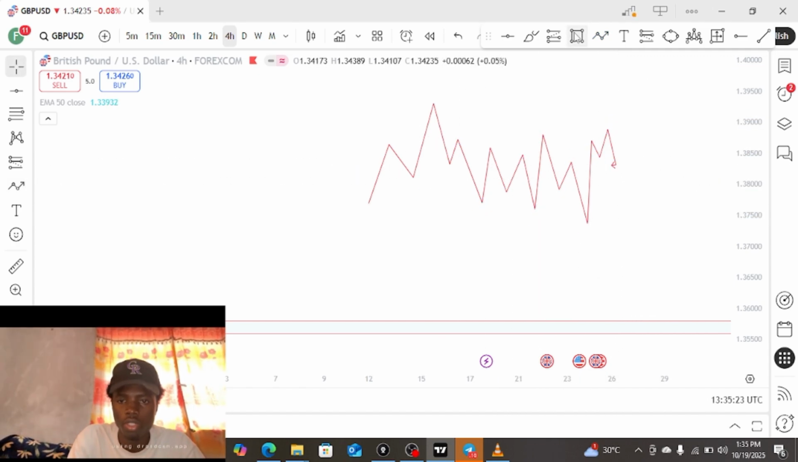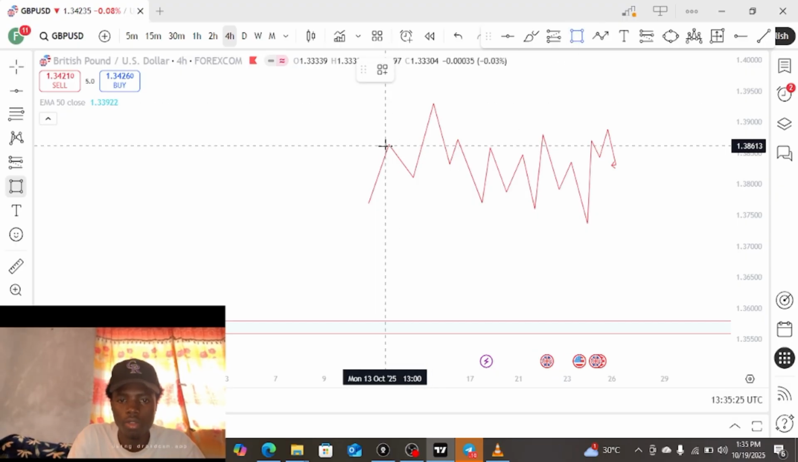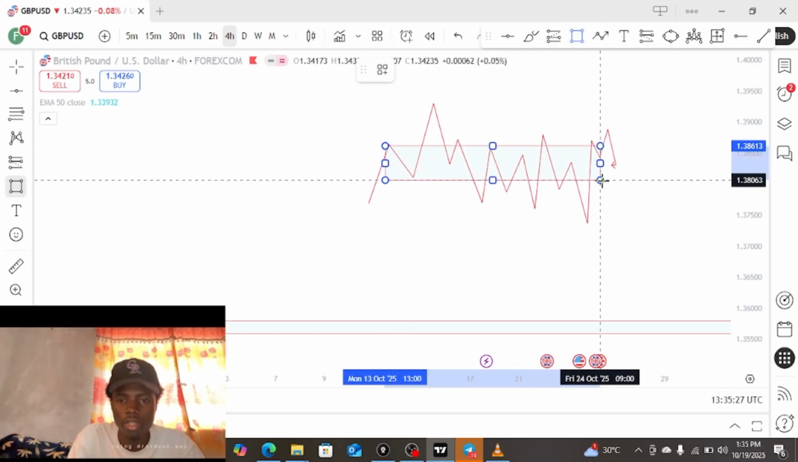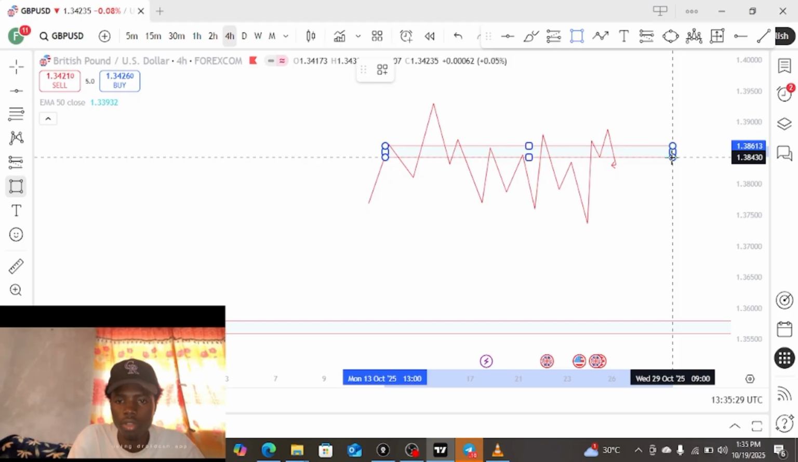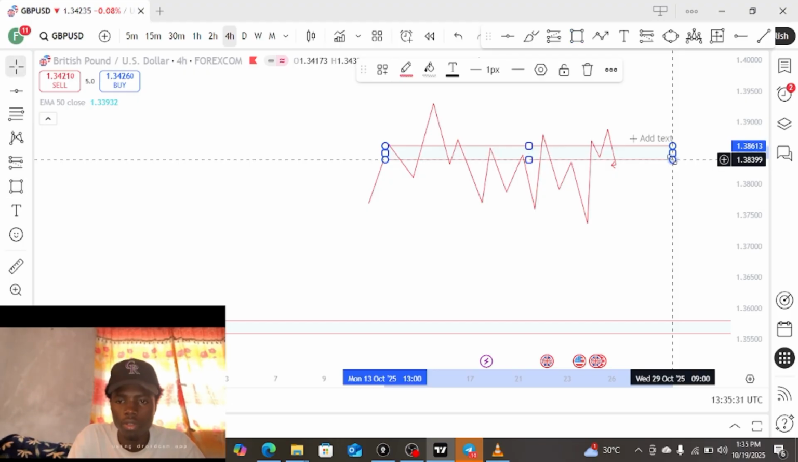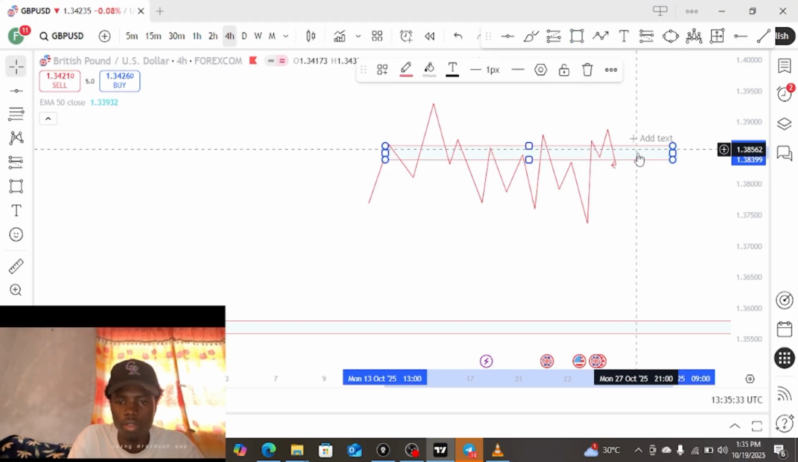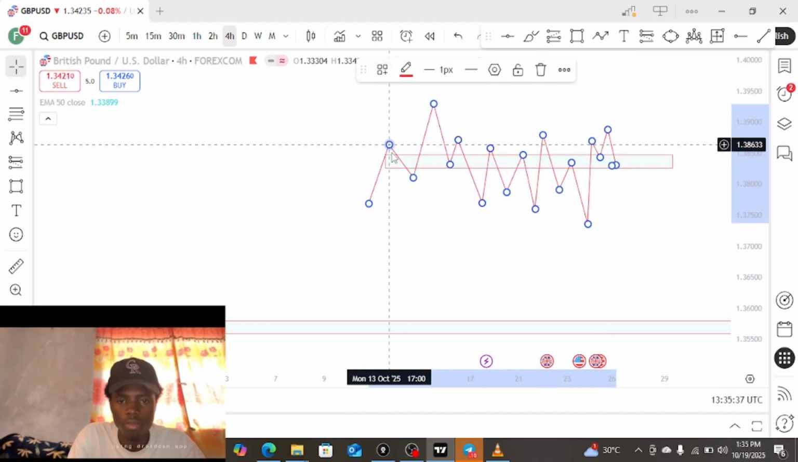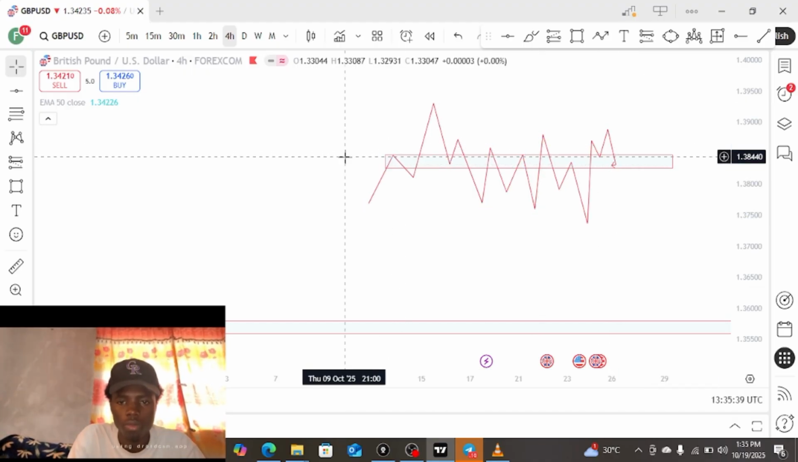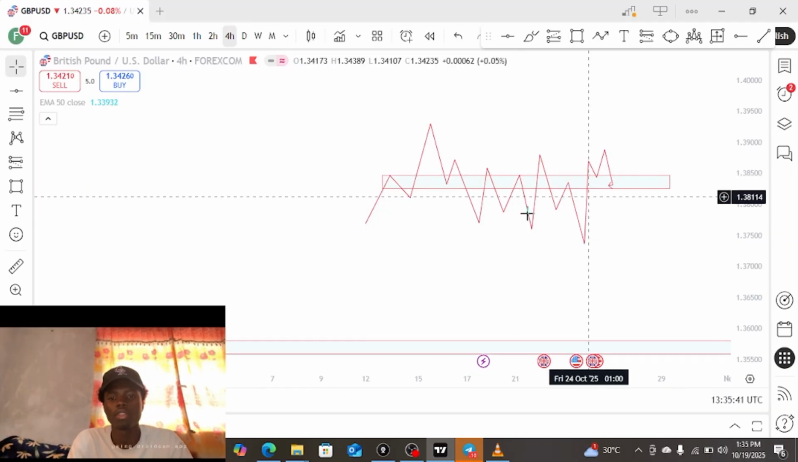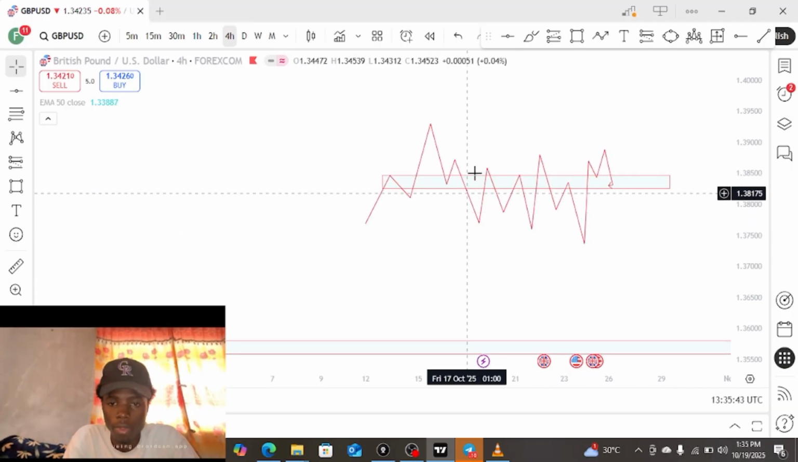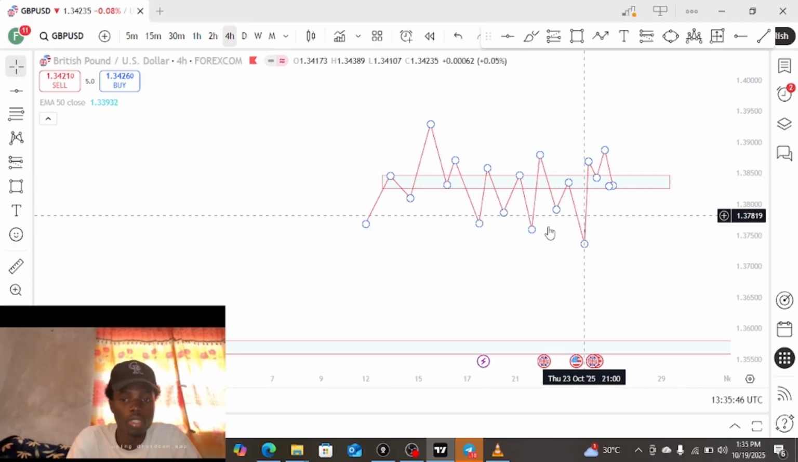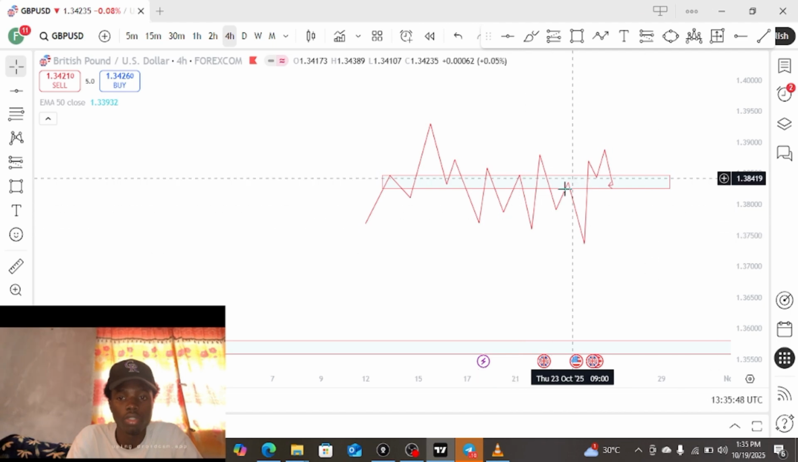So this is the AOI right here. The AOI is right here. This is the AOI right here. So this is the bearish. Let's say this bearish. The 4 hour time frame.